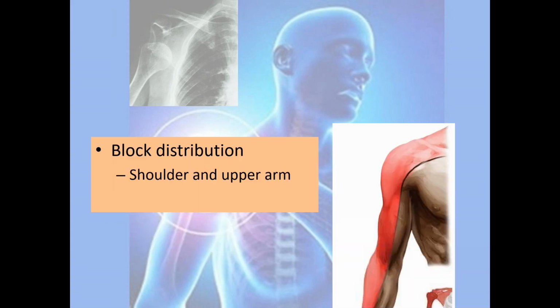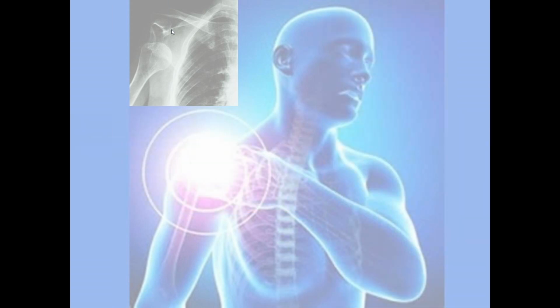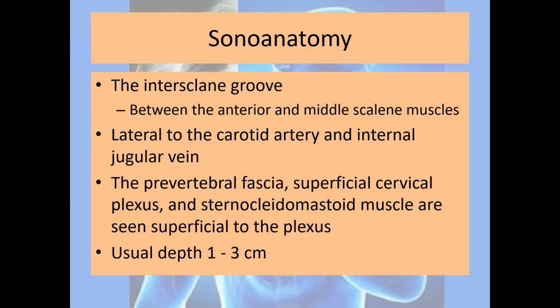For the interscalene block, the sonoanatomy that we need to see is the interscalene groove. Here at the interscalene groove, the roots of the brachial plexus lie lateral to the carotid artery and the internal jugular vein. The prevertebral fascia, superficial cervical plexus, and sternocleidomastoid muscle are seen superficial to the roots of the brachial plexus. The depth is usually about 1 to 3 centimeters. It's a very superficial block.